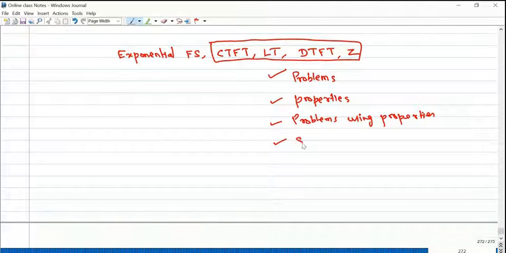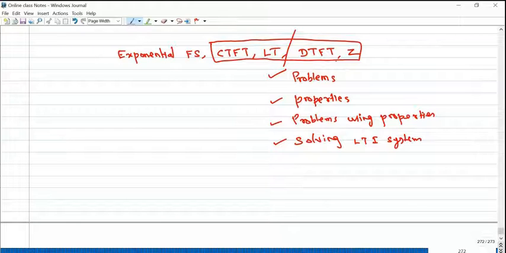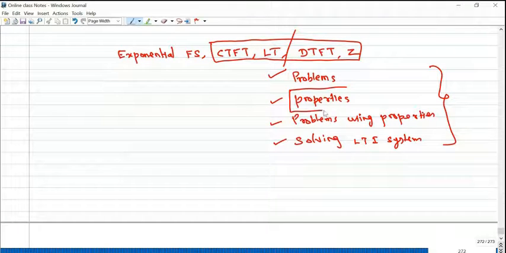Then solving LTI systems described by a differential equation or a difference equation. A differential equation for the continuous time mathematical tool, and a difference equation we will solve by using DTFT and Z transform. So these are the pattern actually. But here for the properties of all the transforms, I need more lectures to cover the property names and the proof of each and every property.